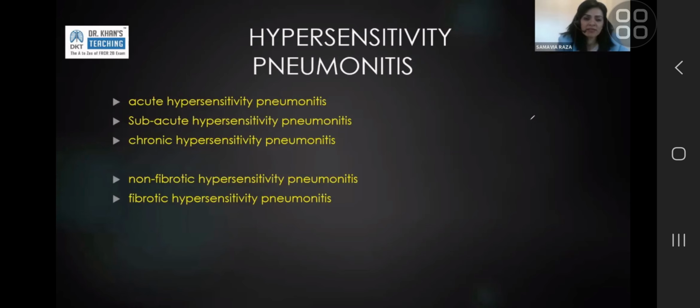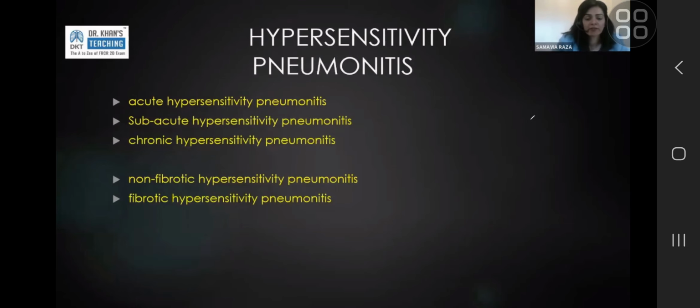It was previously described as acute, subacute, and chronic, but over time the trend is changing, and the trend is now to call it non-fibrotic versus fibrotic. In terms of exam and FRCR specifically, I would ask that you still stick to the acute, subacute, and chronic terminology, because that is how, unfortunately, we are a bit behind.